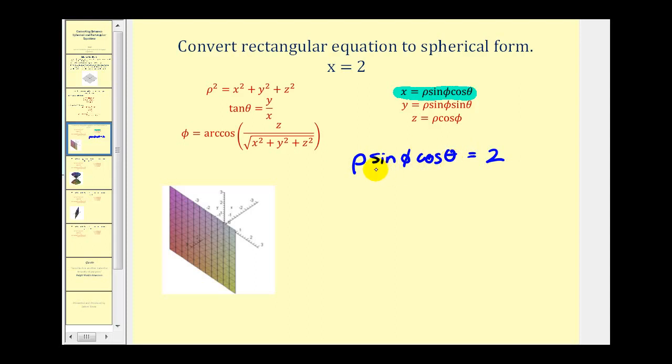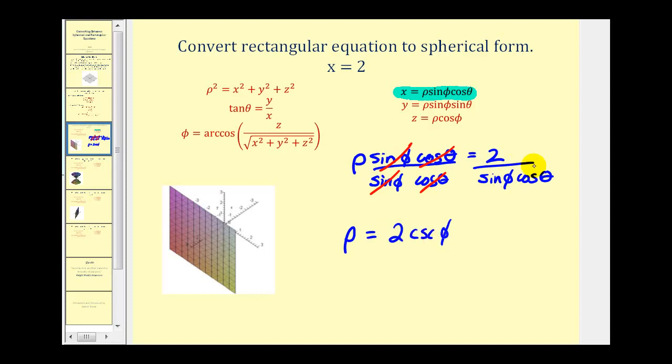And now this is a spherical equation, but normally we want to solve these equations for rho if possible. So let's divide both sides by sine phi cosine theta. So we have rho equals 2 over sine phi cosine theta. But remember, 1 over sine phi would be the same as cosecant phi. So we can write this as 2 cosecant phi. And 1 over cosine theta would be the same as secant theta.